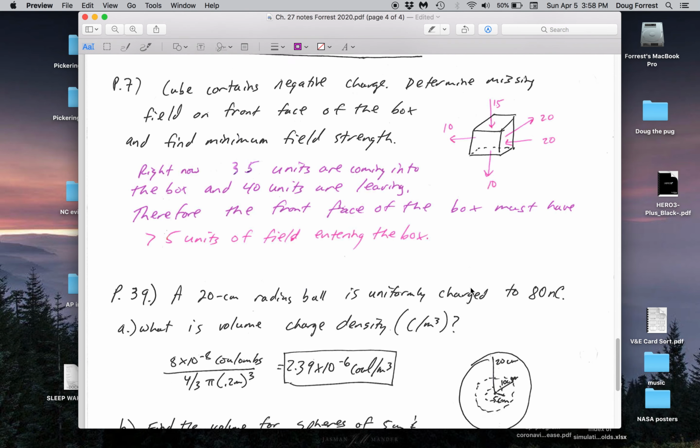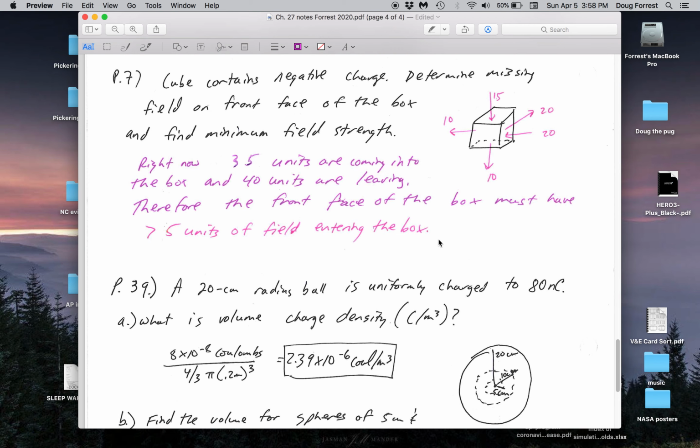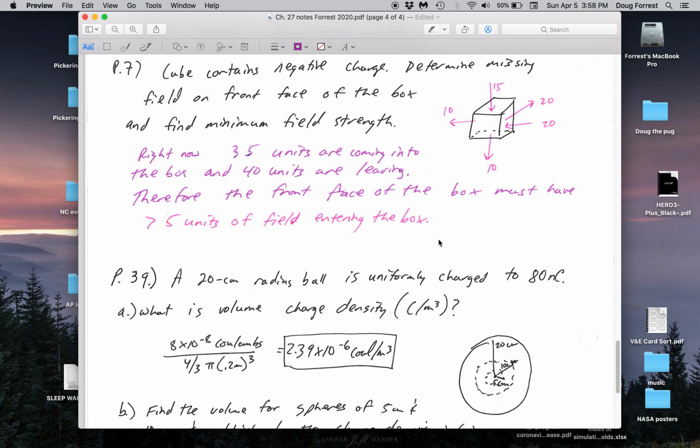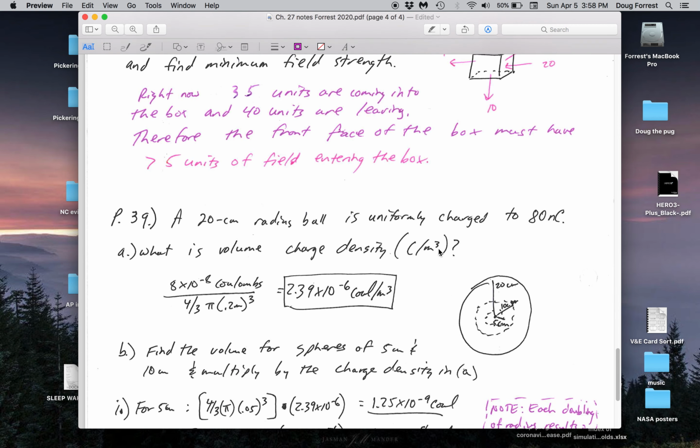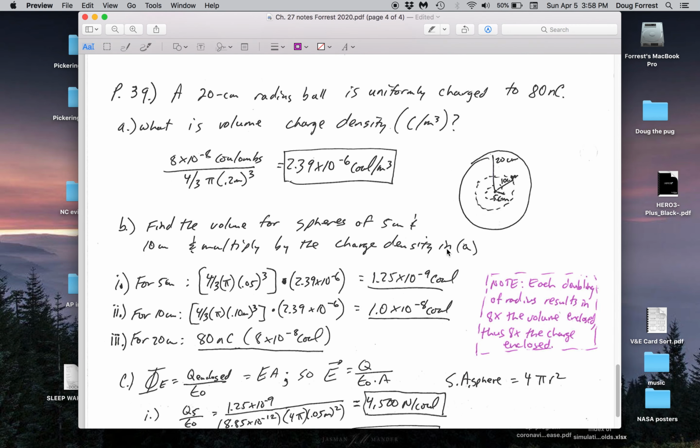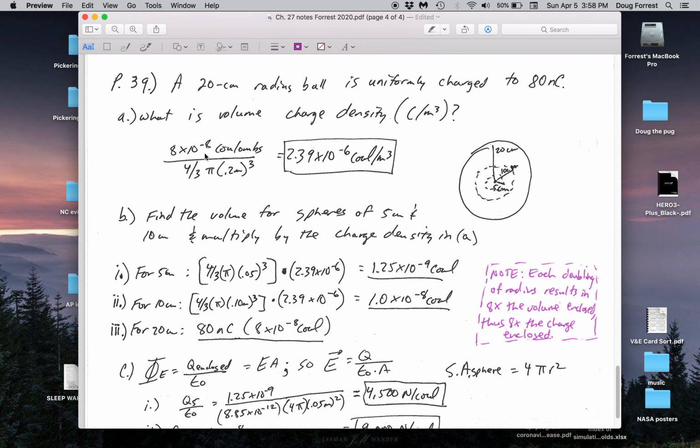Because flux points towards, you have a negative flux when you have a negative charge enclosed, positive flux when you have positive charge enclosed. Problem 39, a 20 centimeter radius ball is uniformly charged to 80 nanocoulombs. What's the volume charge density? So I think that's that weird N symbol, and I can't do that on this page. But basically, I've got that amount of charge, 4/3 pi r cubed is the volume. So the volume charge density is 2.39 times 10⁻⁶ coulombs per cubic meter.